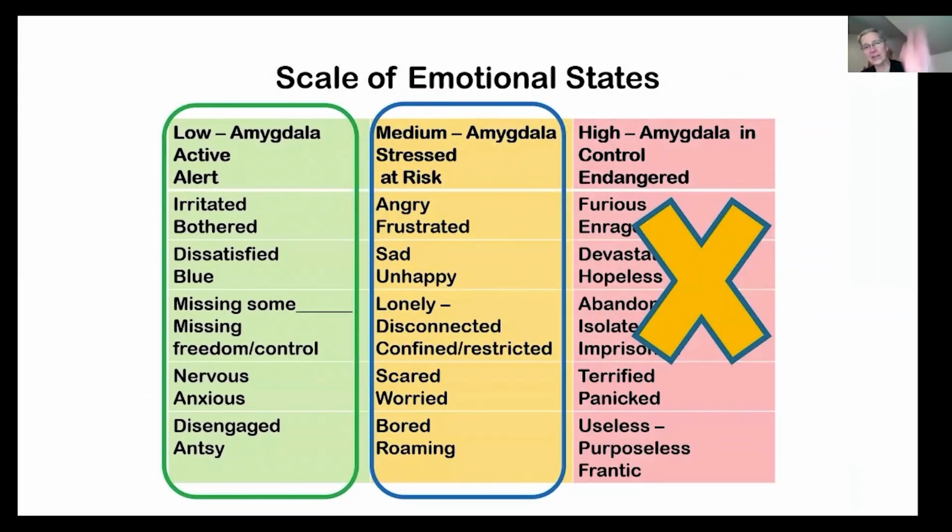So what we want to try to do is catch this before it gets to the high state of amygdala distress. You do not want to try to work with someone who's furious or enraged, someone who's devastated or hopeless, someone who feels abandoned or isolated or imprisoned, somebody who's terrified or panicked, somebody who feels purposeless, useless, or frantic. Because trying to help someone in that state, you better be really good at noticing things and watching control issues. Because when their amygdala is over there, it is dangerous. These are the swimmers who will take somebody down with them if they're in the water. When you get terrified and you can't swim well, you will take whoever's there with you.